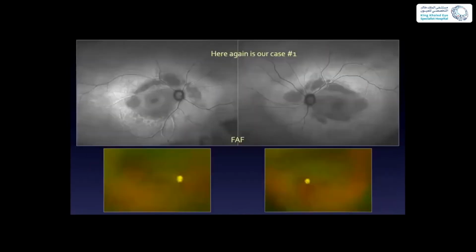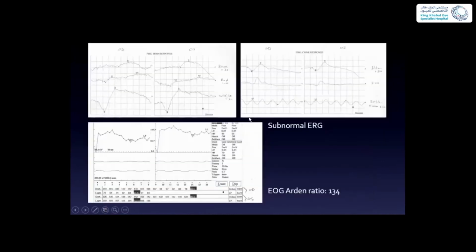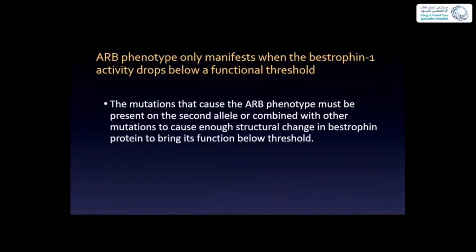Here again is our case number 1, which had glaucoma. And I'm showing you again this hyperautofluorescence. She didn't have the yellow vitelliform lesions, because probably they were all gone. But she did have this hyperautofluorescence that was very characteristic, and the areas where there was some RPE atrophy showed the presence of hyperautofluorescence. Her ERG was subnormal, and indeed her EOG was also abnormal.